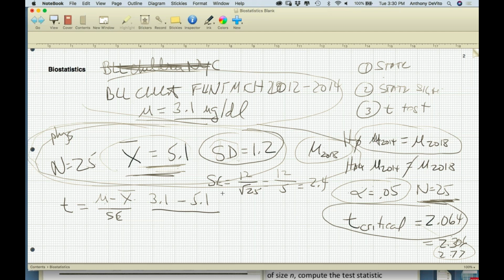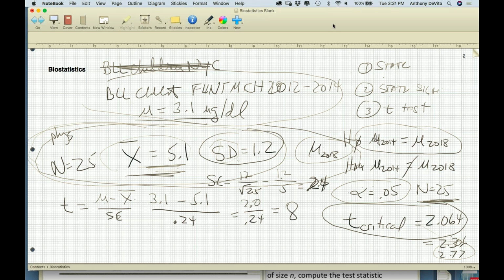I'm sorry, it's 1.2. It's 0.24, right? Okay, so my standard error is 0.24. So I'm going to divide 0.24 into the difference between these two means. So it comes out to 2.0 divided by 0.24, and T turns out to be roughly 8.